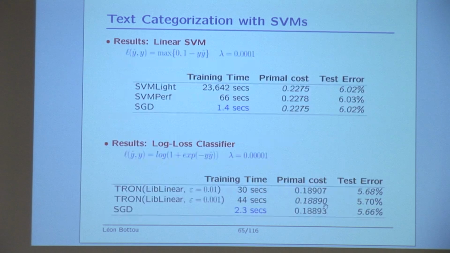The lambda parameter 10 to the minus 4 was chosen not because it's the best one, but because it's the one that was in the literature for that problem. And if you run this with a standard SVM solver, like SVM Lite, which actually has a special mode for linear, actually not this one, sorry, it takes about 6 hours, and you get a certain test error.